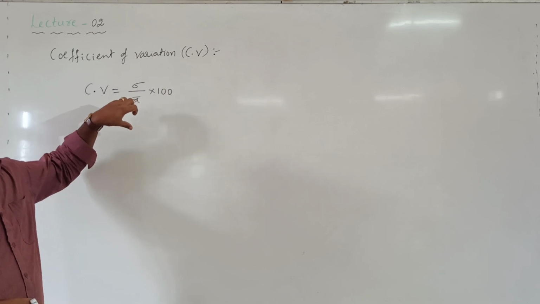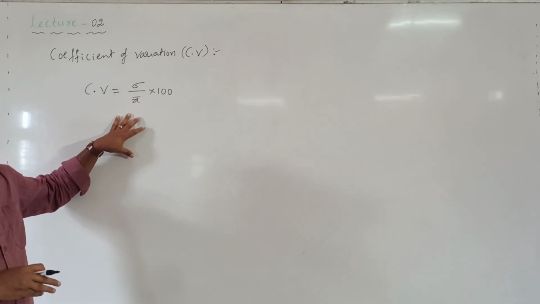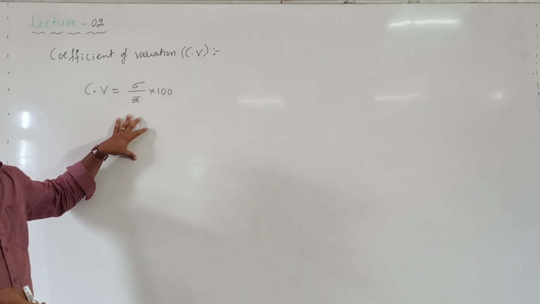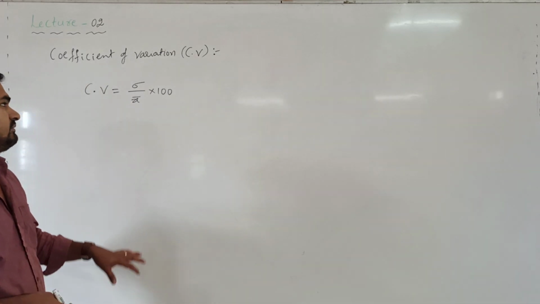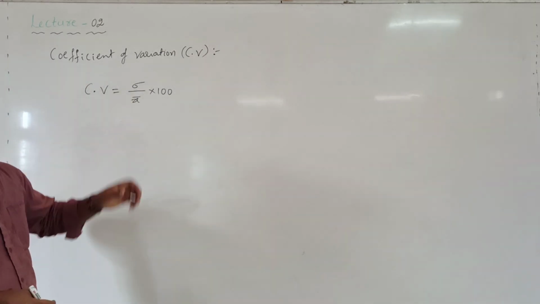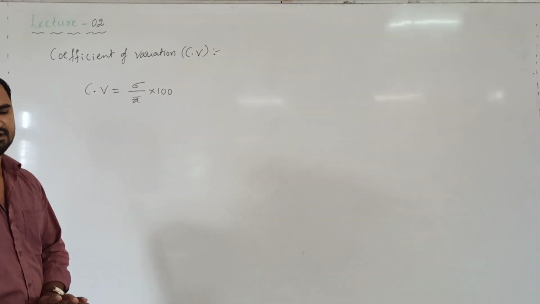Based on this coefficient of variation value, we can say out of the two groups or two organizations given, which organization is performing well. So that will be decided based on this CV. Now we will find the CV value for the two organizations given.